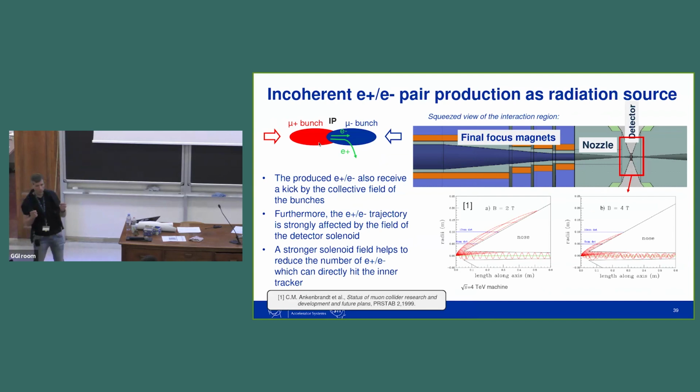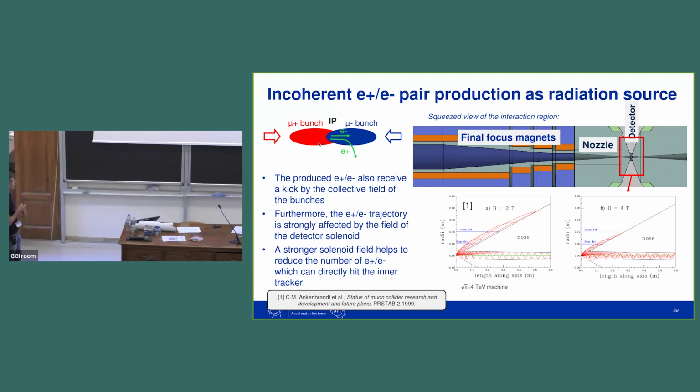Once the electrons and positrons are produced, they can still get a kick by the collective field of the bunch. So you produce a positron, and then if you're in the bunch, it can get kicked away. This means it can get a large transverse momentum, and then they can enter the inner tracker. So this is a problem.